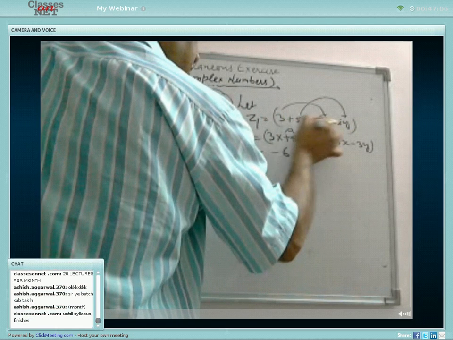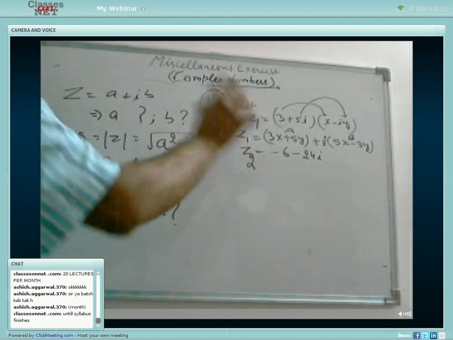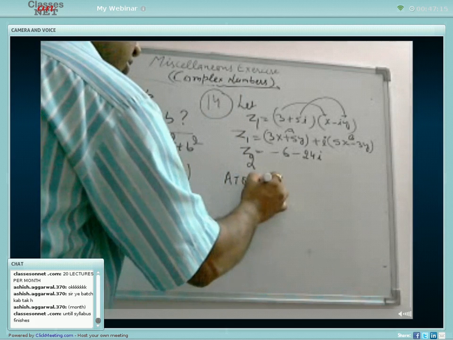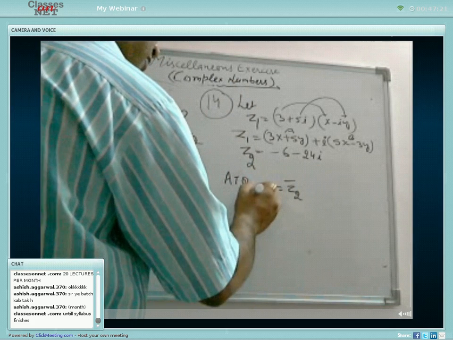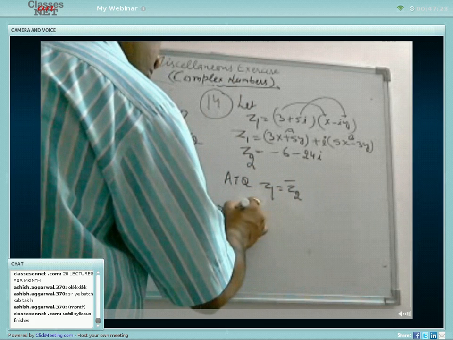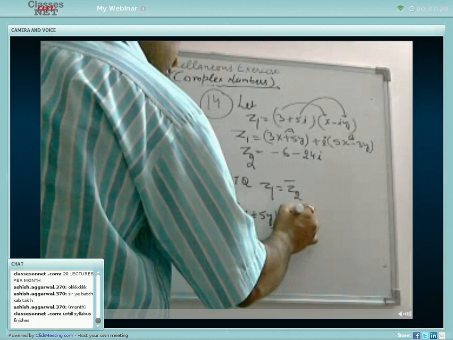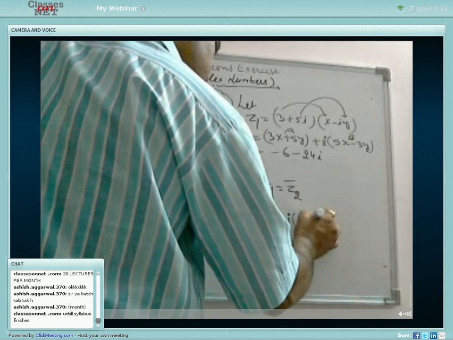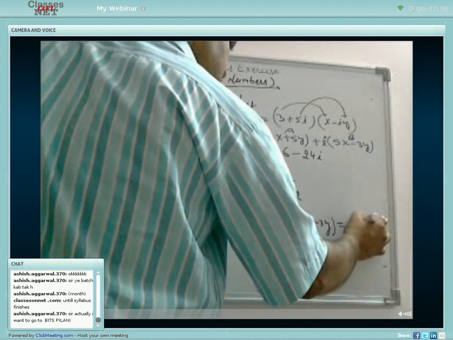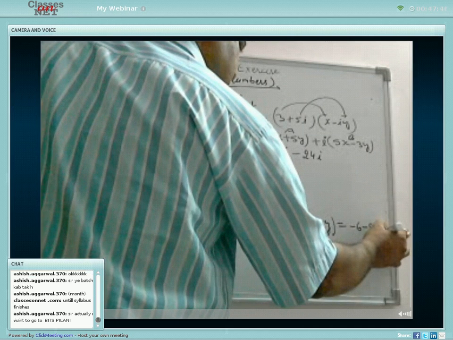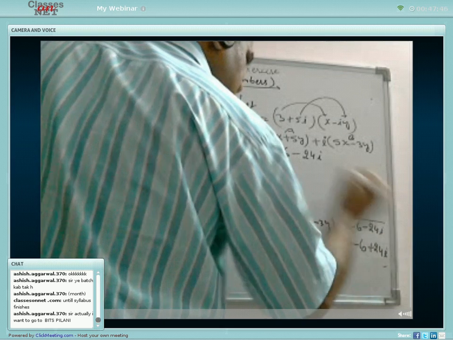So again we have expressed this Z1 in the form of a plus iota b. Z2 is already in this form. Now according to the question, this Z1 is the conjugate of Z2. Therefore, on putting this value, 3x plus 5y plus iota into 5x minus 3y is equal to Z2 bar. Whenever you take bar, the sign of the imaginary part changes.